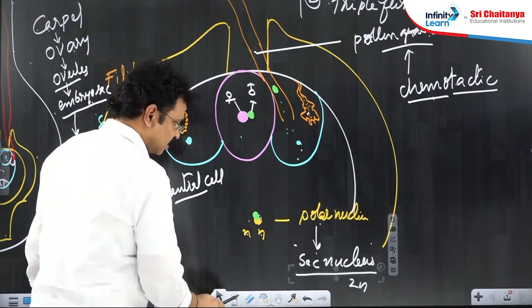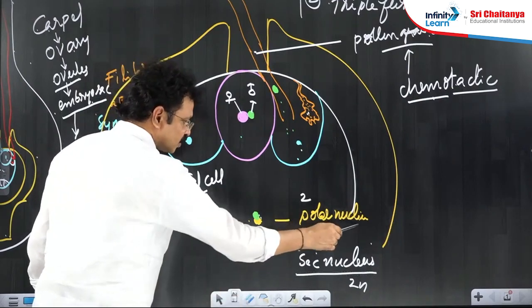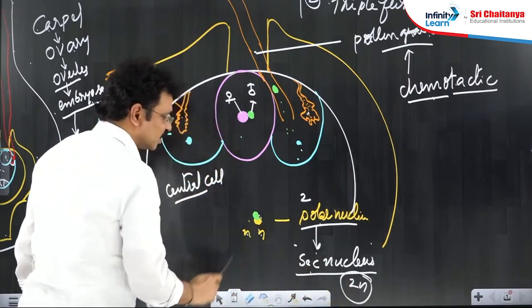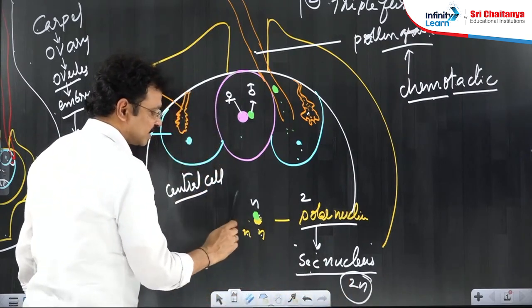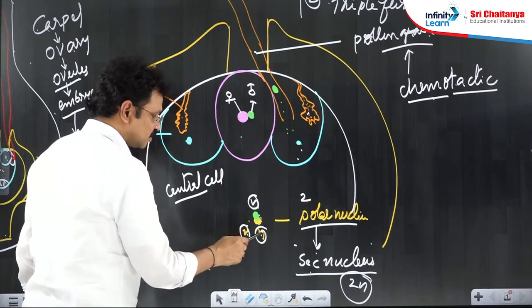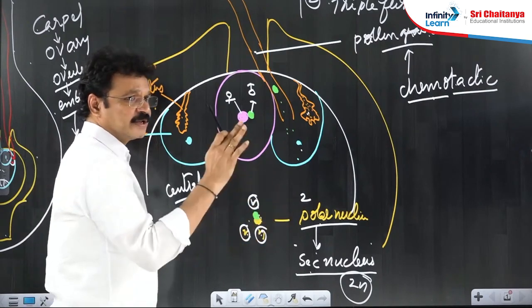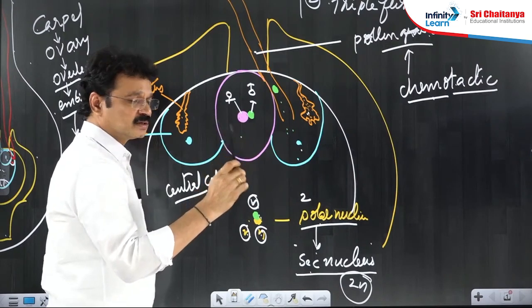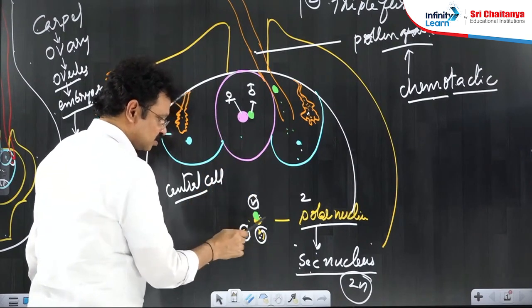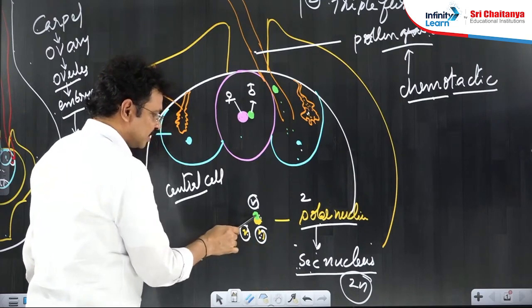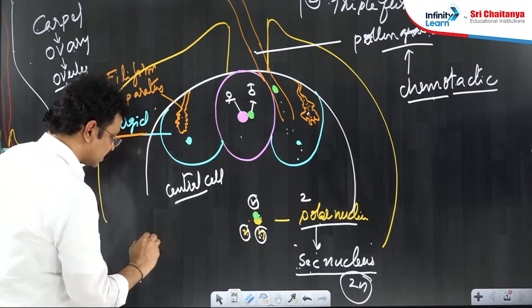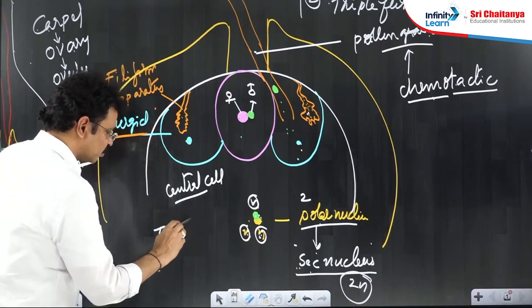How is the secondary nucleus formed? By the fusion of two polar nuclei, one secondary nucleus is formed. The ploidy of the secondary nucleus is 2n. The ploidy of the sperm is n. In total, how many genomes or sets of chromosomes participate in this fusion? Total 3: 2 from the secondary nucleus, the female parent, and 1 from the male nucleus. Three nuclei are involved in the fusion. Hence, it is named the triple fusion.